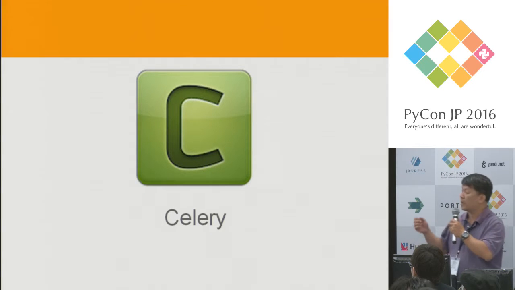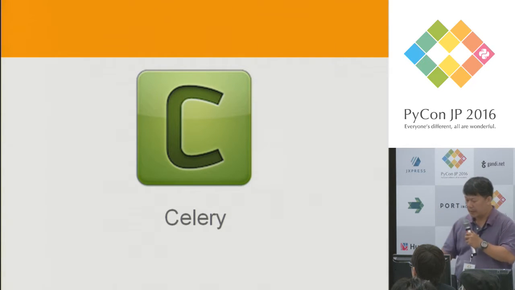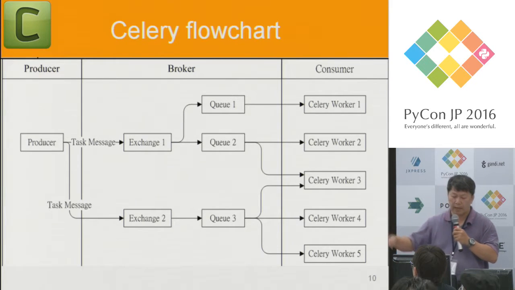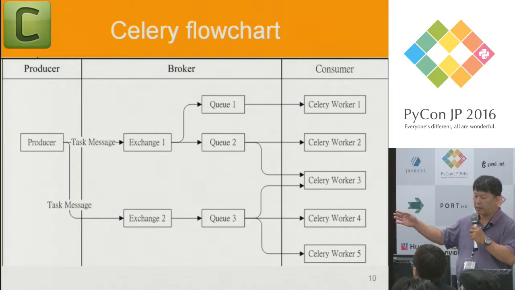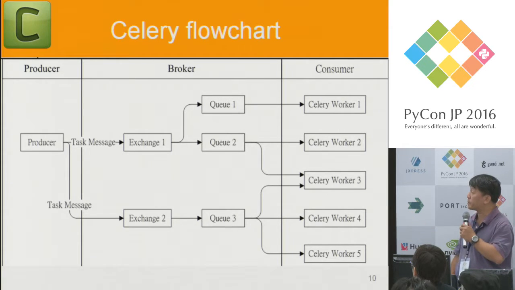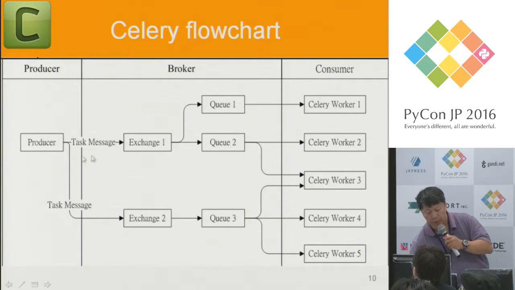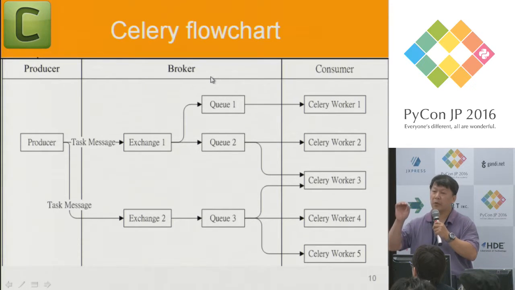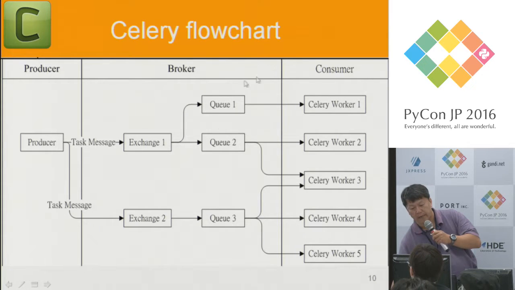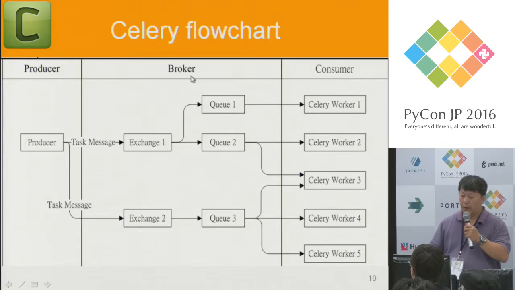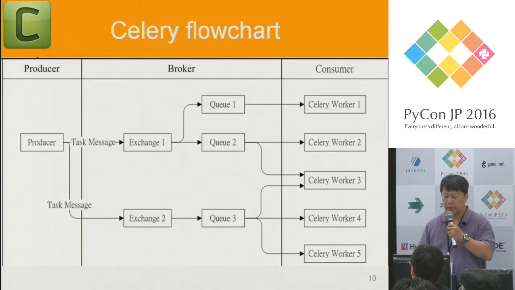Let me talk a little more about Celery. In Celery, there are three main parts. On the left-hand side is the producer, in the middle is the broker, and on the right-hand side is the consumer. The producer sends out messages to the broker. You can think of the broker as a post office. In a post office, there are many mailboxes, right? So in the broker, we have many queues, all managed by the broker, just like the many mailboxes in the post office.